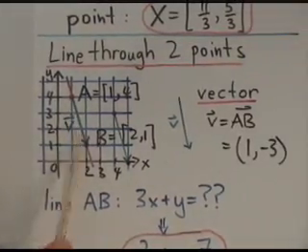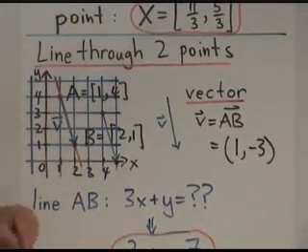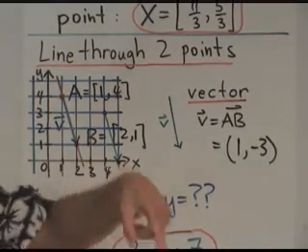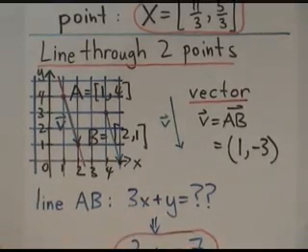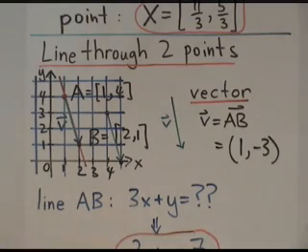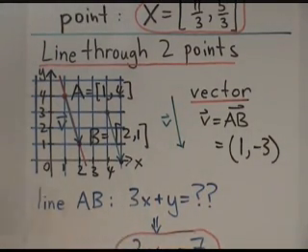This vector is the same as that vector. So a directed line segment or a vector doesn't matter where you put it, it's still the same. That vector is the same as that vector is the same as that vector. So how can we use this vector to get an equation for the line itself?